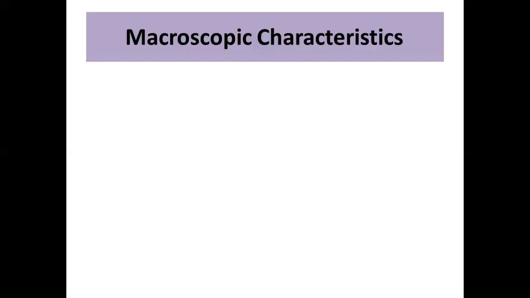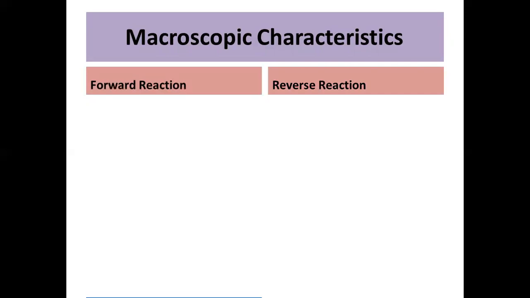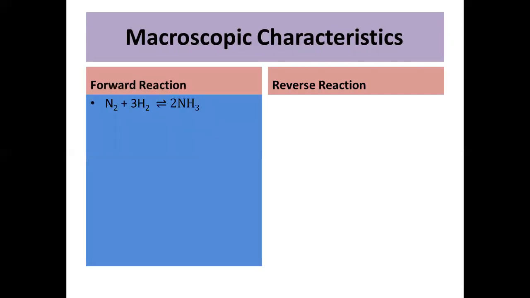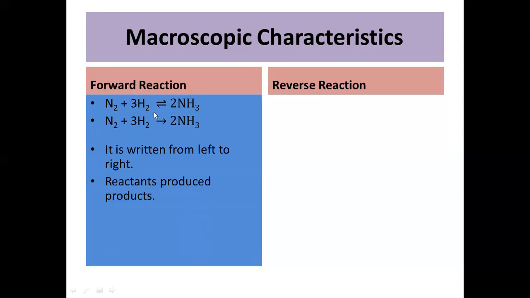Macroscopic characteristics for the forward reaction and for the reverse reaction. You know that the forward and reverse reactions take place in a reversible reaction. This is an example of a reversible reaction: nitrogen reacts with hydrogen to form ammonia. The double arrows show the reversible reaction. So the forward reaction is nitrogen reacting with 3 moles of hydrogen to form 2 moles of ammonia. It is written from left to right, and the reactants react together to produce products.